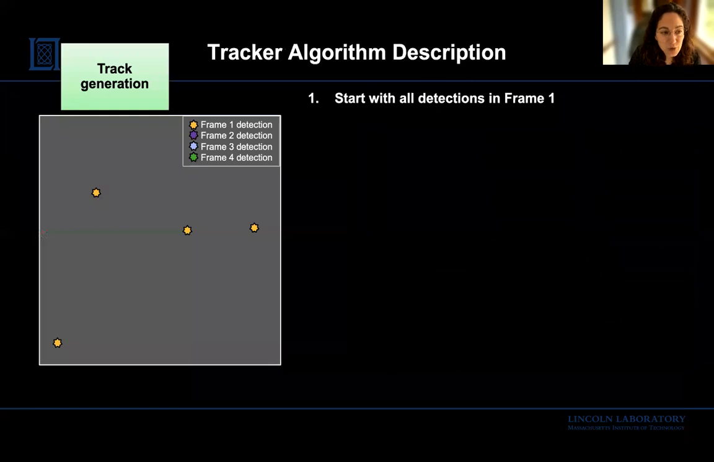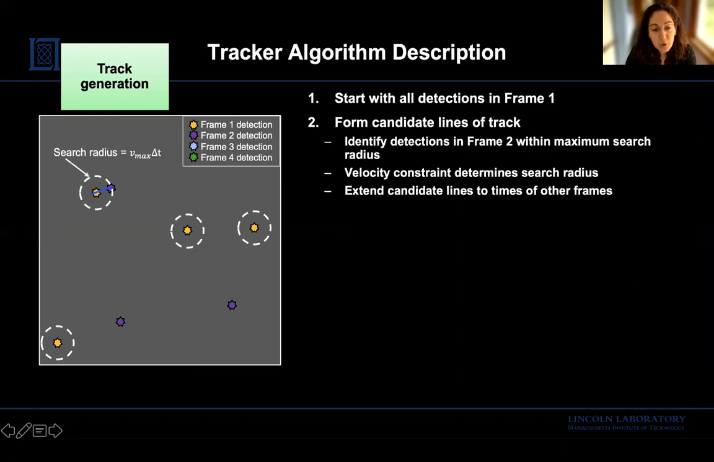So how does our tracker algorithm work? Well, track generation is another important step of our pipeline. We start with all detections in frame 1. These are represented by the yellow stars. We then form candidate lines of track. That means we identify within a defined search radius, we look for any other detections within that radius in frame 2. And the radius is defined by a velocity constraint. So we have these yellow stars in frame 1. We look for anything within our search radius in frame 2, and identify a candidate there.